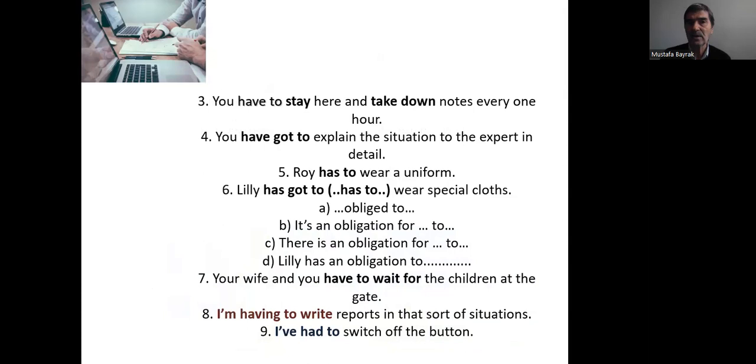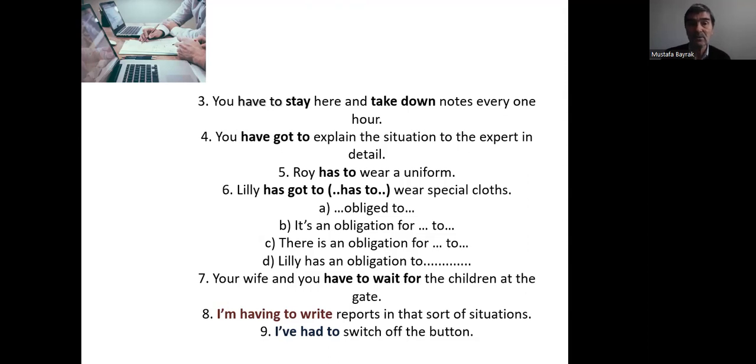Yes. 5, Roy has to wear a uniform. Lily has got to wear special clothes, or Lily has to wear special clothes. She is obliged to wear special clothes. It's an obligation for Lily to wear special clothes. There is an obligation for her to wear special clothes. Lily has an obligation to wear special clothes. These are so simple. They may seem complicated, but they are so simple.